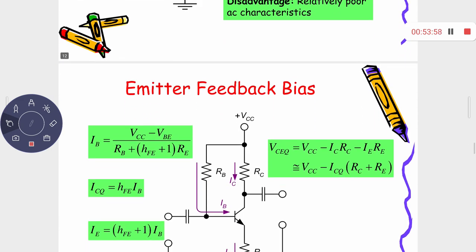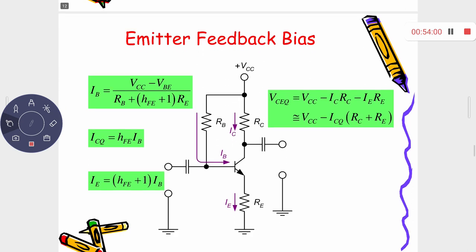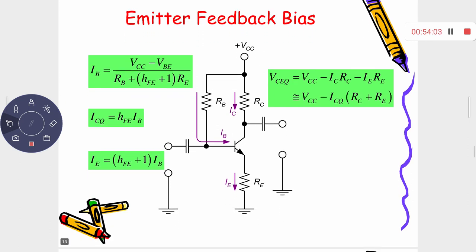Another one is the emitter feedback bias. There is only one change from the fixed bias. The change is that we have connected an RE from emitter to ground. It is the same fixed bias or base bias circuit, only you have connected an RE over there. Now, without going into the mathematical calculation, the KVL analysis and all, can you tell me qualitatively whether this circuit is much more stable as compared to your fixed bias circuit or base bias circuit?